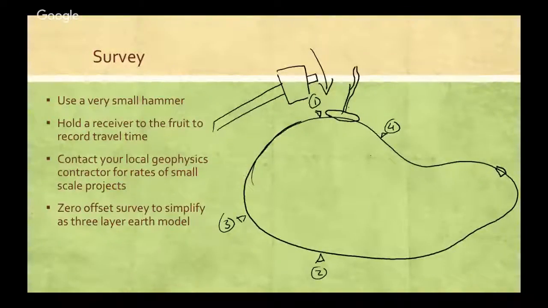So here's an idea for a survey. Our options are either using a very small hammer or perhaps something to induce vibration into the avocado. And we're going to do at least 2 tests so we get a good estimate of what the radius of the seed is going to be. This is all just preliminary, and we suggest contacting your local geophysics consultants and seeing what their small scale prices are.